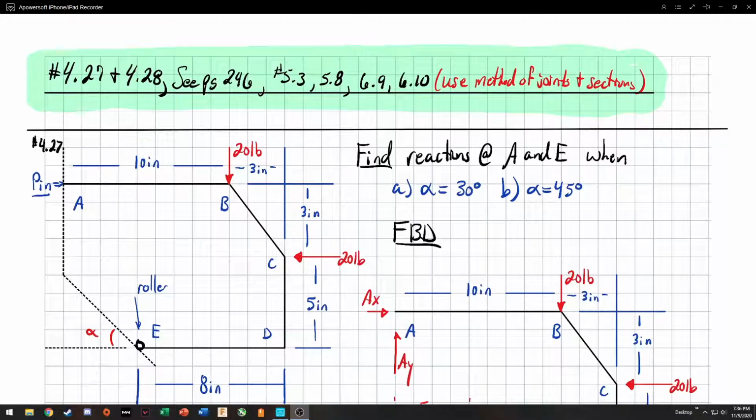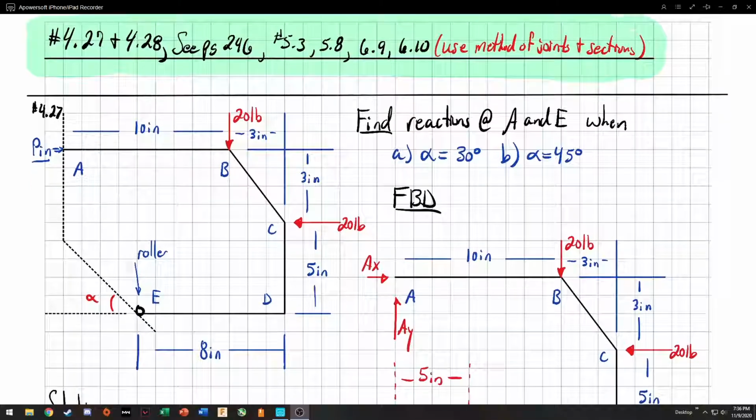I'm going to be covering chapter 5, numbers 5.3 and 5.8, and then chapter 6, 6.9 and 6.10. In chapter 6, we're going to be using method of joints and method of sections, and we will go through those as we get there. So to start off, we're going to start at number 4.27.